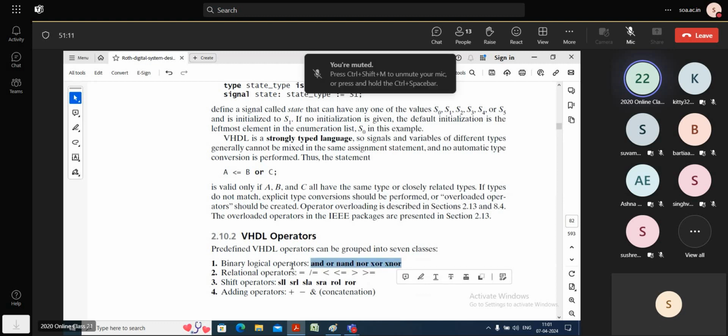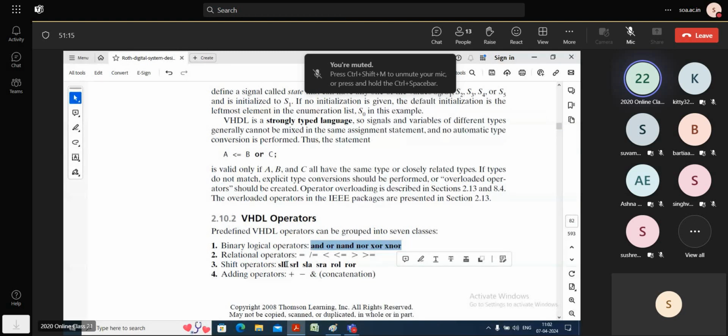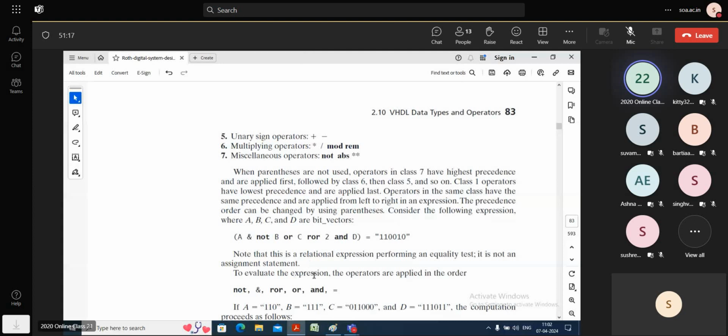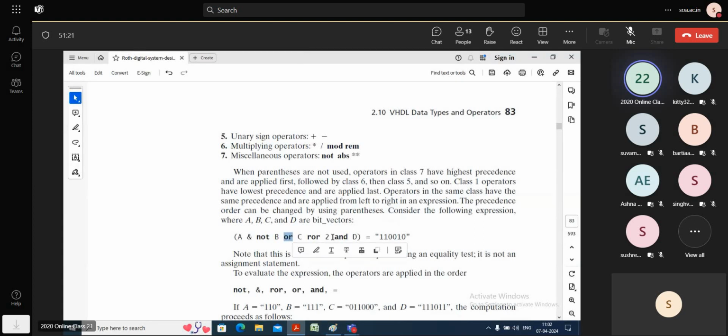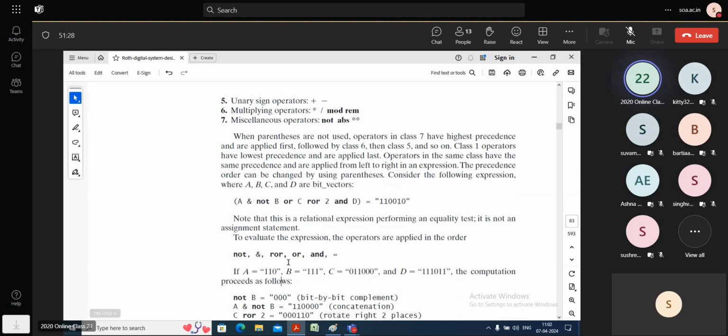So if they are in the same class, how will they be evaluated? They will be evaluated from left to right. Like here, OR is on the left and AND is on the right. So first OR will be performed, then AND will be performed. So now let's assume the values of A, B, C, D, and we'll do the computation and check the result if we are getting this value or not.